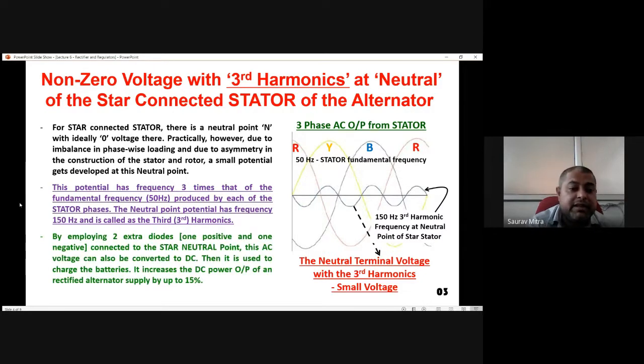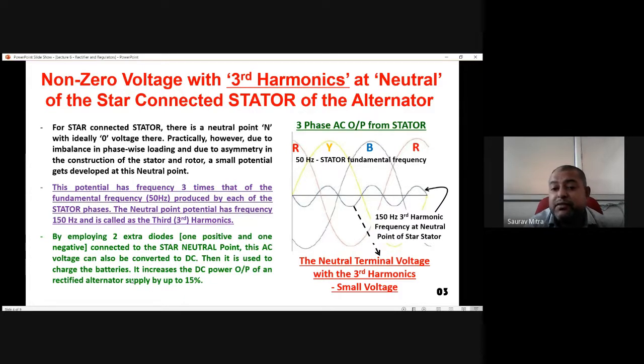Now, why rectify it? By employing 2 extra diodes, one positive and one negative, connected to the star neutral point, this AC voltage can also be converted to DC. So, as this is an AC of 150 hertz, by 2 diodes, one positive, one negative, or one diode arm, this neutral point voltage can also be converted to DC. Then it is used to charge the batteries as well.